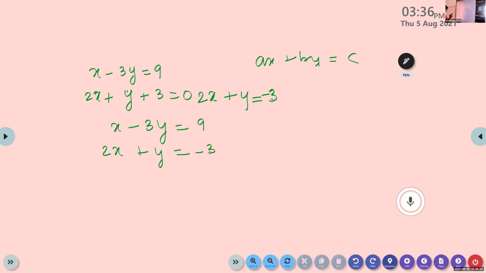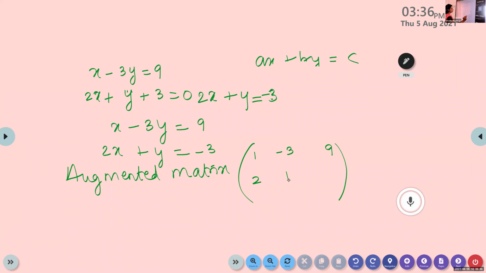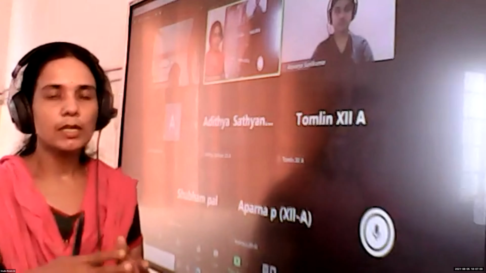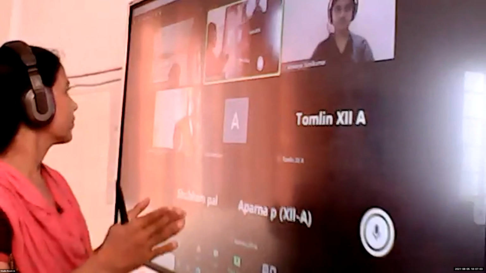So the next step is we write the augmented matrix, children. What is the augmented matrix? Along with the coefficient matrix, we write the constants also: 1, minus 3, 9; 2, 1, minus 3. Is it okay? Is it clear?